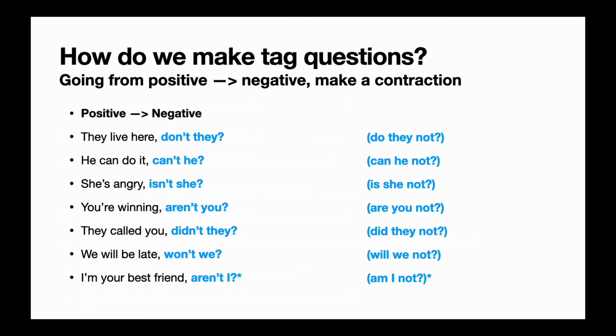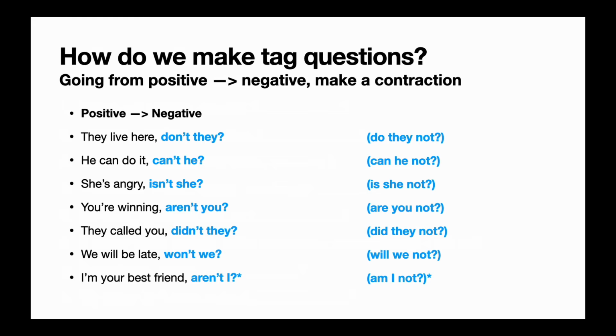Now let's talk about how we take positive statements and make negative tag questions. This is actually the more common form. Now when we go from positive to negative, we have to make a contraction. That's a short form. So when we say they live here, we say don't they? It's the same as saying do they not, which we can also say.